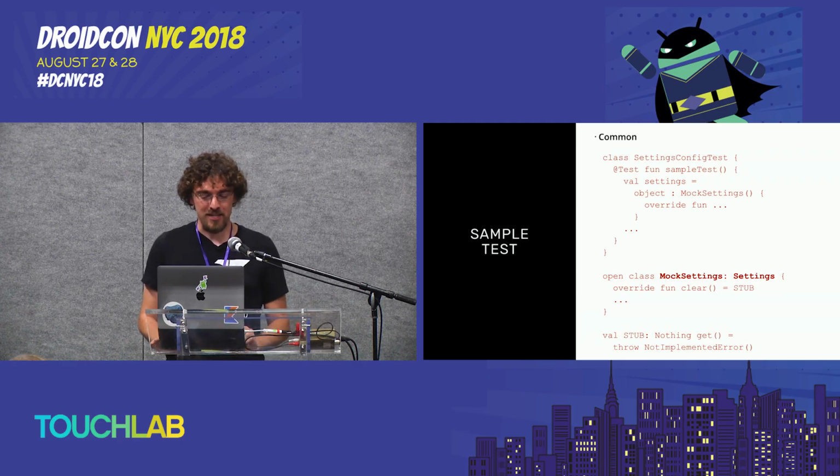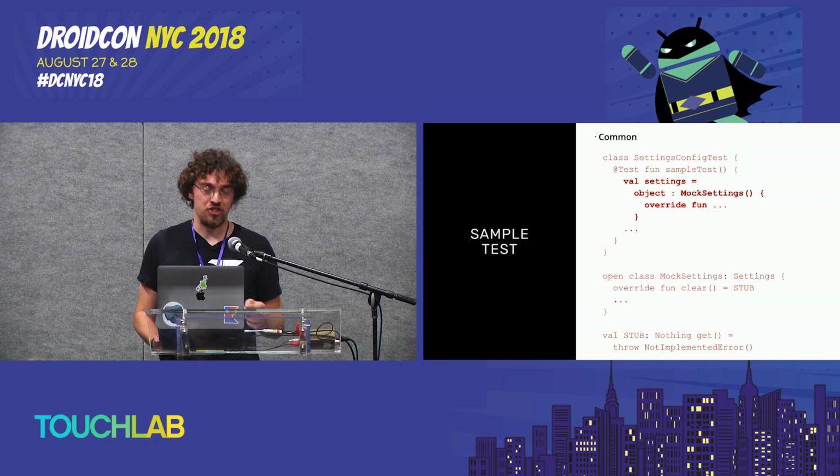So I have this mock settings object. I defined this stub so that I can use that as the implementation for every method. And then at the use site in my tests, I can just make an anonymous class, subclass it, override the functionality that I need for my test with the behavior that the test needs, and then test the actual application code.